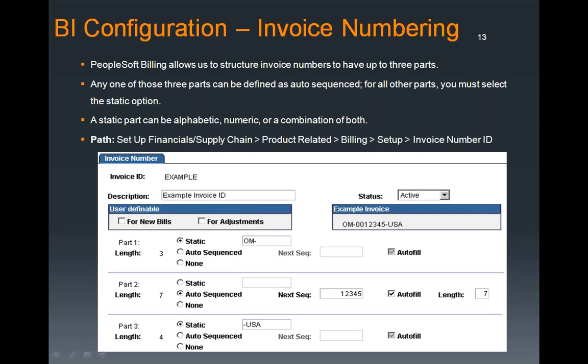For example, you are creating order management bills. All the order management bills will start with OM, and auto sequence in the sense OM 1 lakh. So for the next bill, OM 1 lakh 1. For the next, OM 1 lakh 2. Like this, it will be sequenced.